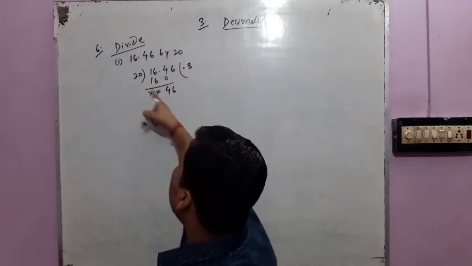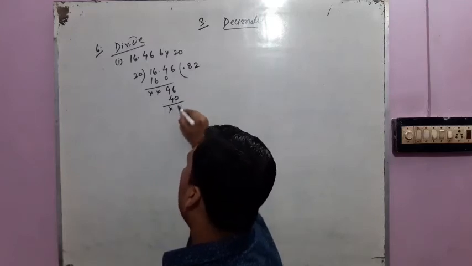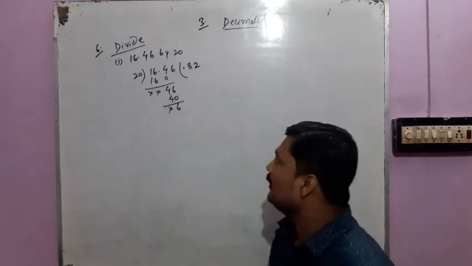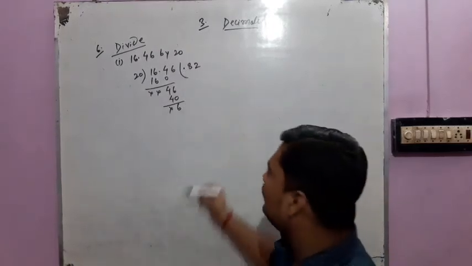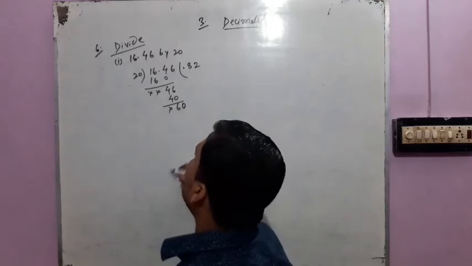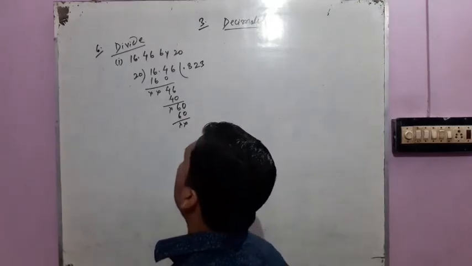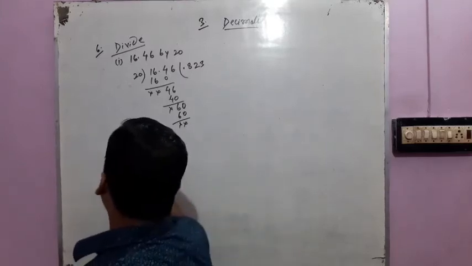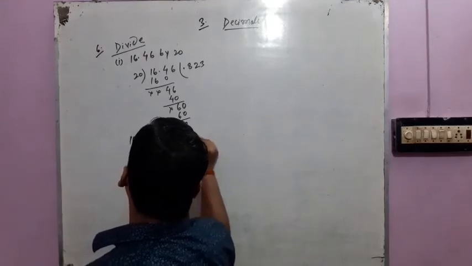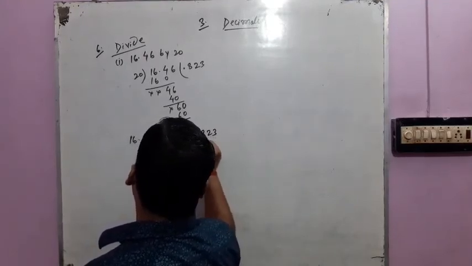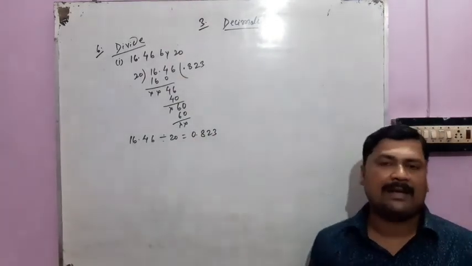What will we take from here? 6. 20 twos are 40. Now what remains here, students? 6. Already we have put a decimal here, so with the decimal we can take a 0 each time. So take a 0 here: 60. Now 20 threes are 60. So students, 16.46 divided by 20, the result will be 0.823. If there is no digit before the decimal, we have to put a 0 ourselves.